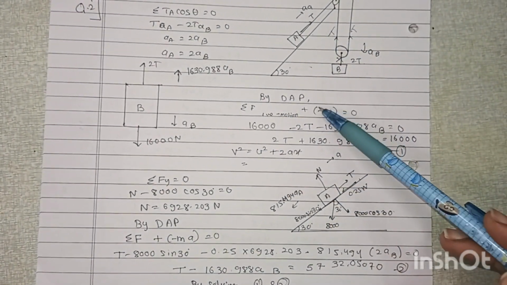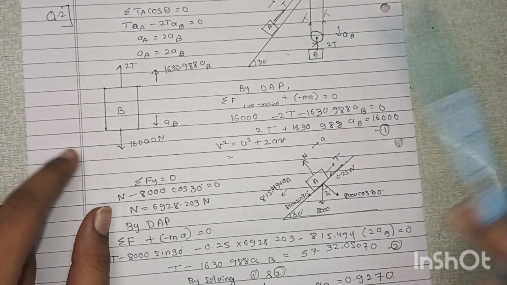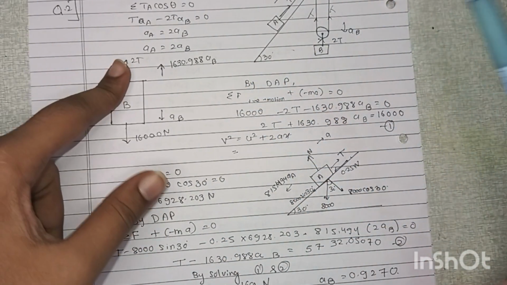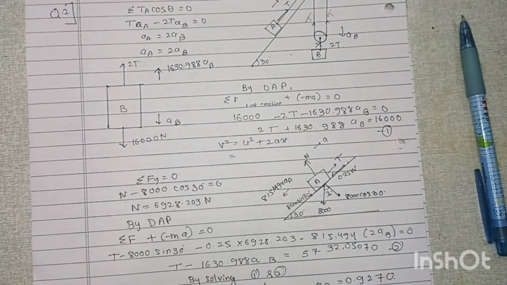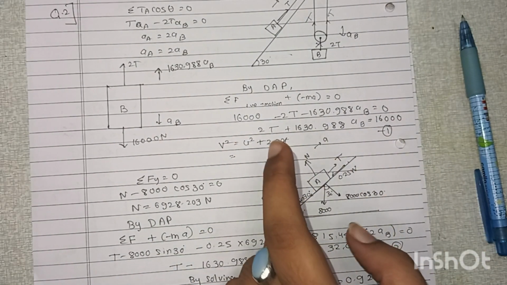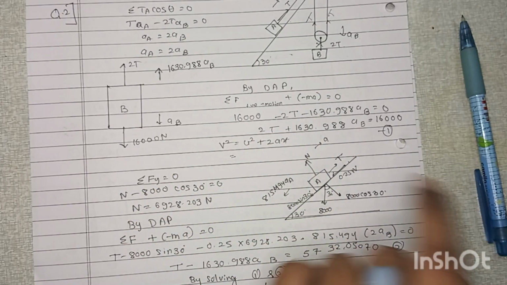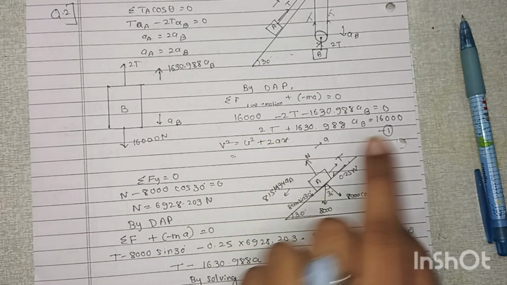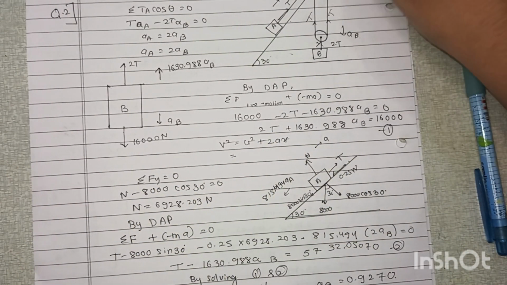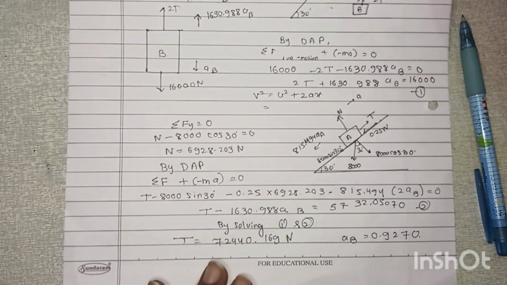Now by D'Alembert's principle, summation of F plus minus MA is equal to 0. This is plus, this is minus, and this is also minus. Now just put over here this equation, multiply the whole equation with the minus sign, and you will get your equation. In it two terms are unknown, that is T and AB, and at the end we also get an equation which has two unknown terms, that is T and AB.